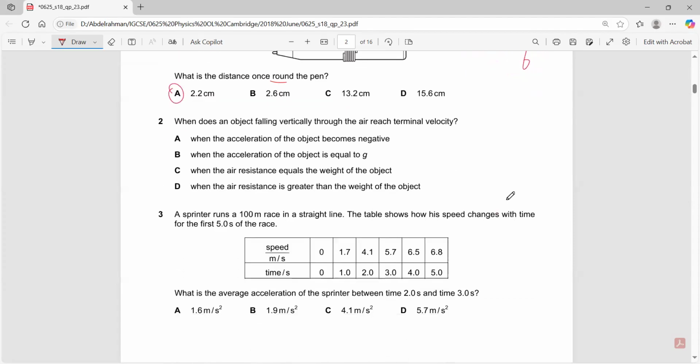Question 2. When does an object falling vertically through air reach the terminal velocity? When the weight is equal to the air resistance. The acceleration becomes 0, not equal to g, and the air resistance is equal to the weight.